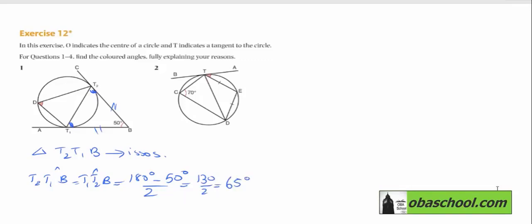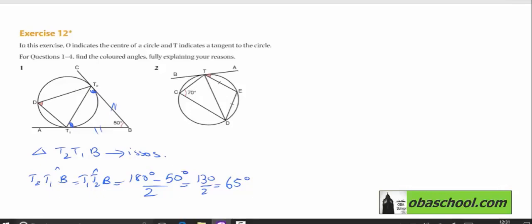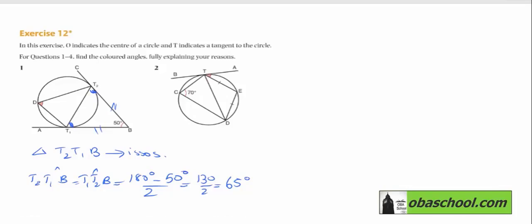Since it is equal to 65 degrees, then we can now apply the alternate segment theorem. The alternate segment theorem says that the angle D would then be equal to the measurement of the angle T2. And so in such case, that would mean it is also equal to T1, which have the same measurement of 65 degrees. So D is equal to 65.